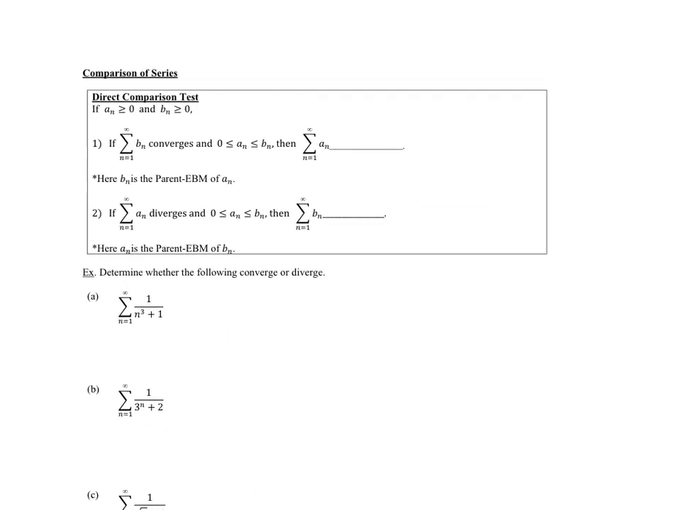The direct comparison test, or the DCT. This is one of 2 types of comparisons that we'll get into. One is the direct comparison test, and the other is the limit comparison test. They're both reliant on what I call, I've never seen this term before, so I think I coined it, the parent EBM. I didn't coin EBM, and I didn't coin parent either, but putting it together, that's me. The parent EBM is the parent function of the end behavior model of whatever function you're dealing with.